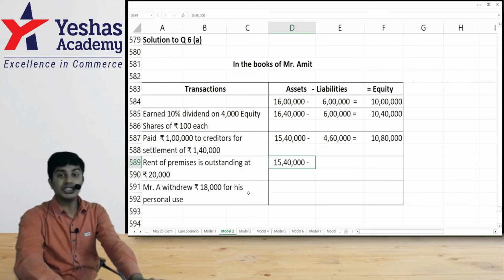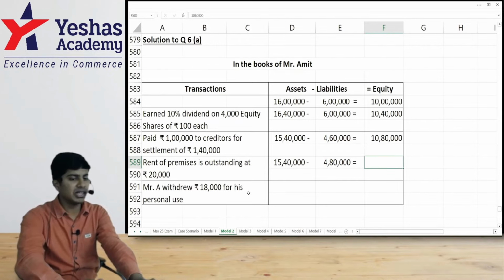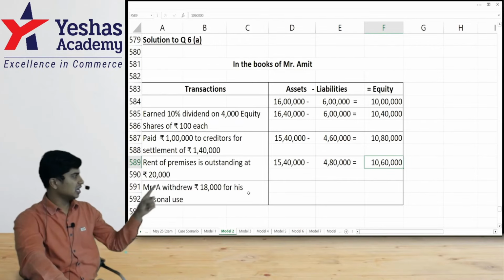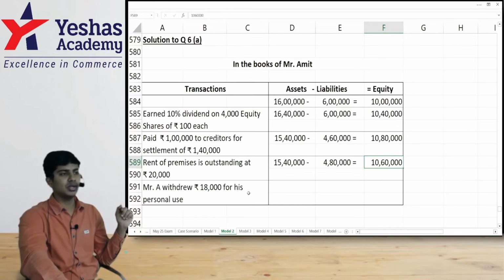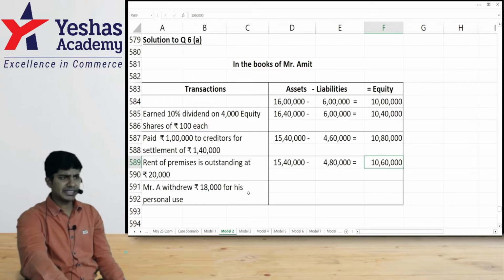You get this? Outstanding rent will appear, which is a liability, because of which my 4 lakh 60 liability will increase by 20, becoming 4 lakh 80. And rent is an expense. Expense will reduce profit or create loss, which will reduce capital. Capital was 10 lakh 80, deduct 20, it will become 10 lakh 60. Check the equation: 15 lakh 40 minus 4 lakh 80. Do you get 10 lakh 60? Very nice. Can we see the next item?